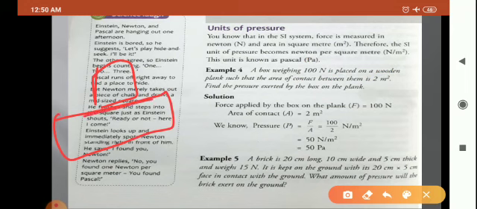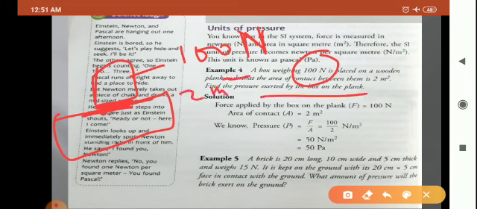And what is the weight of the box? The box is weighing 100 Newton. Weight is also a force. If the weight of something is given, that is also a force. So the weight of the box is 100 Newton and it is placed on the wooden plank such that the area of contact between the wooden plank and the box is 2 meters square. Find the pressure exerted by the box on the plank.